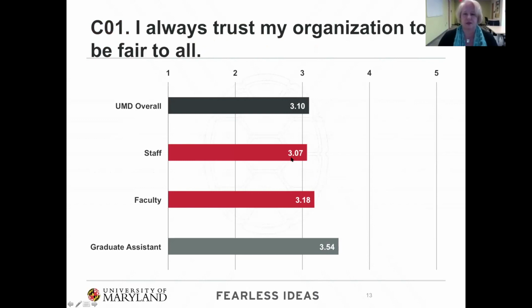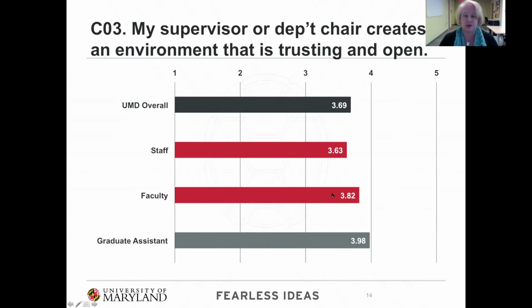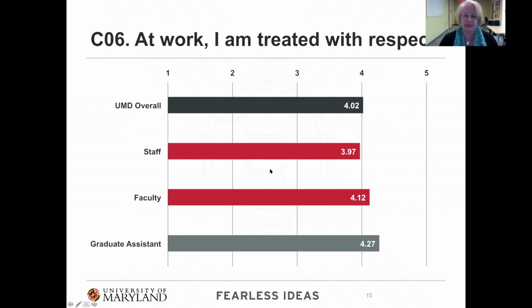All right. "I trust my organization to be fair to all." UMD overall, 3.10. Staff a little bit less, faculty a little bit more, and graduate assistants quite a bit more. "My supervisor or department chair creates an environment that's trusting and open." Very similar pattern here. UMD overall, 3.69. Staff a little less, faculty a little more, and graduate assistants at the top. And then finally, number 6, "At work I'm treated with respect." 4.02 UMD overall, and here we go. Staff a little less, faculty a little bit more, and graduate assistants up higher than all of those.